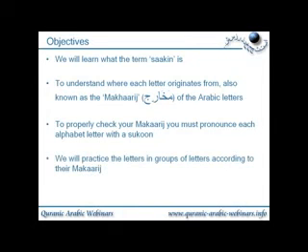So we will practice the letters in groups of letters according to their Makhaarij, i.e. all the letters which come from the same place in the mouth or with the tongue or the lips. We will learn also what qalqalah letters are.